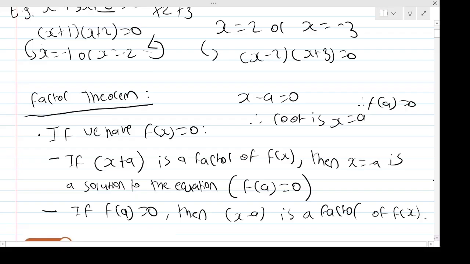So I just have to flip the signs, but it looks a bit uglier if I did it that way, so I'll just say x is a and the factor will then be x minus a. Okay, there we are, and then we can go the opposite way. If we're given a root instead, so x is a is a solution, then we can deduce the factor would be x minus a. And that is it, plain and simple.